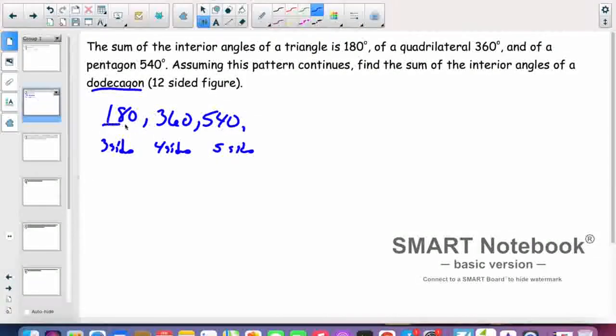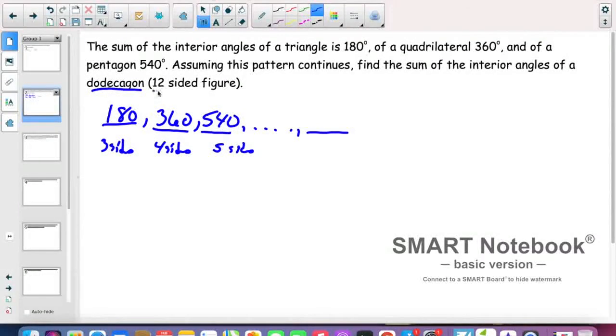Understand, this 180 is the first term. This is the second term. This is the third term. So we're trying to figure out one of the terms on down the road here, but we know that the first term has 3 sides, the second term has 4 sides, the third term has 5 sides. So it looks like we have 2 more sides than the term number.